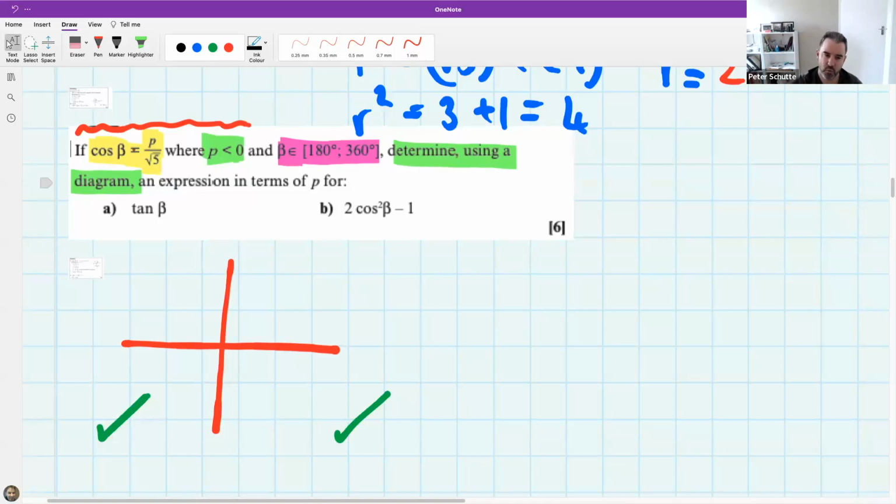And then I have to say, where is cos negative? Well, it's positive here, positive. So cos can only be negative here and here. What quadrant does my triangle have to be in? It has to be in quadrant number 3. So I draw my right angle triangle.